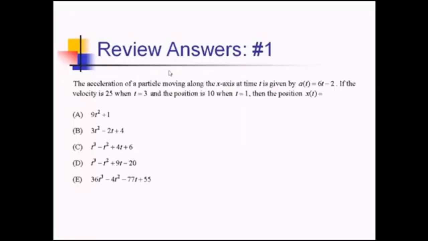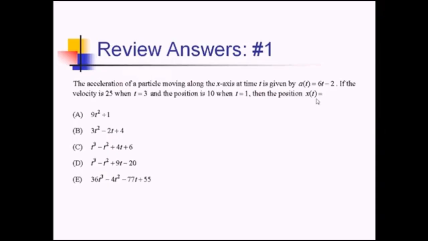For this problem, we have the acceleration of a particle along the x-axis given as a of t equals 6t minus 2, and they're telling us the velocity is 25 when time is 3 and position is 10 when time is 1. Based off all this, they want the position function.